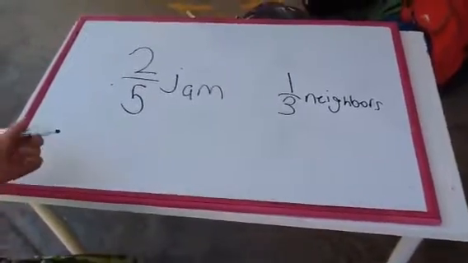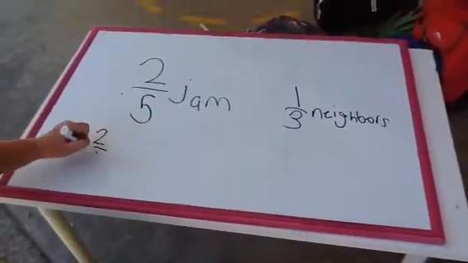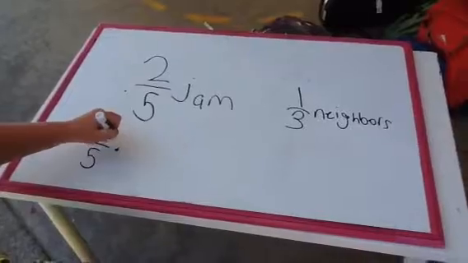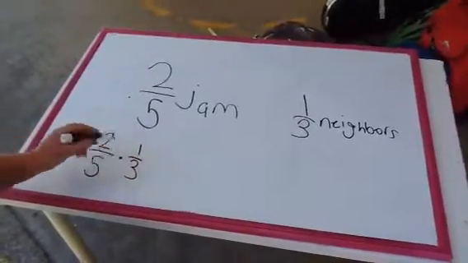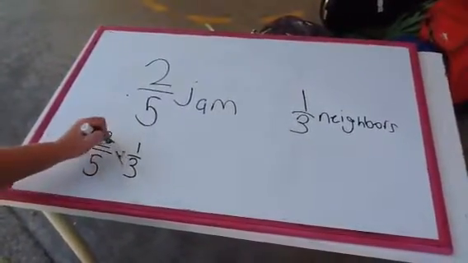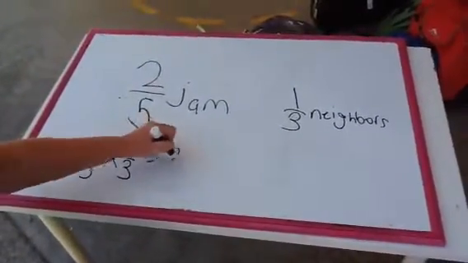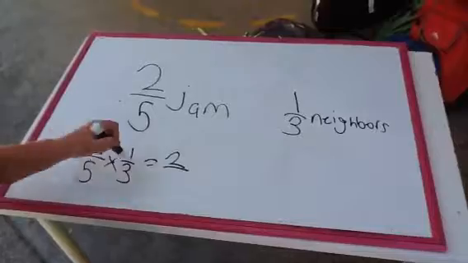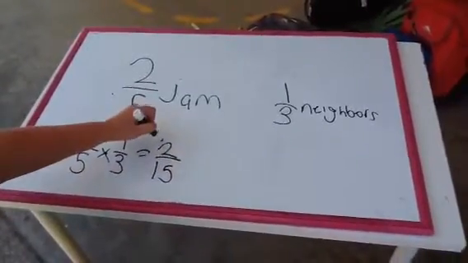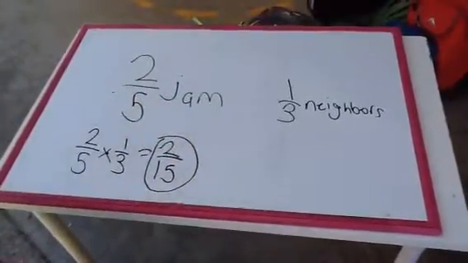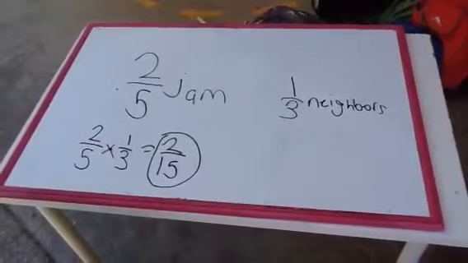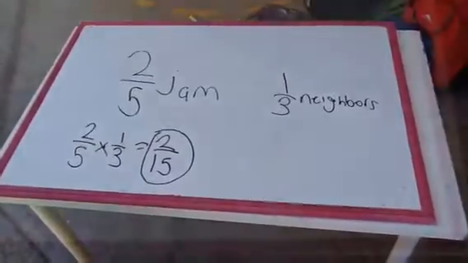So to figure out this problem, you'd multiply 2/5 and 1/3. And just so you know, the dot is the same thing as multiply. So 2 times 1 is 2. 5 times 3 equals 15. Your answer is, she gave 2/15 of the apples to her neighbor.